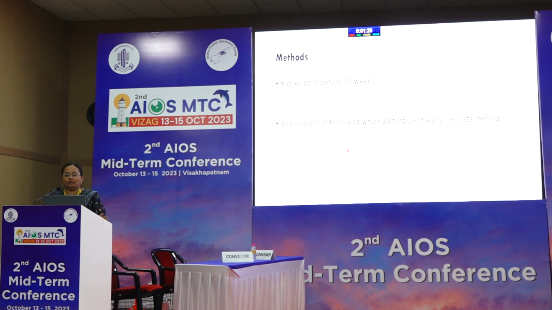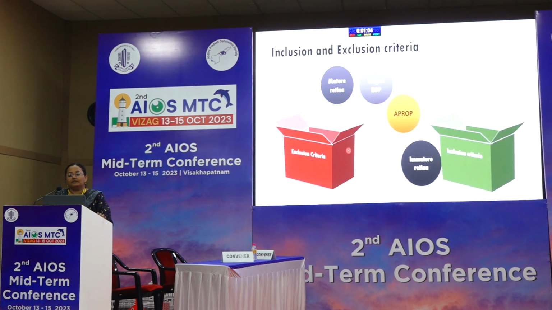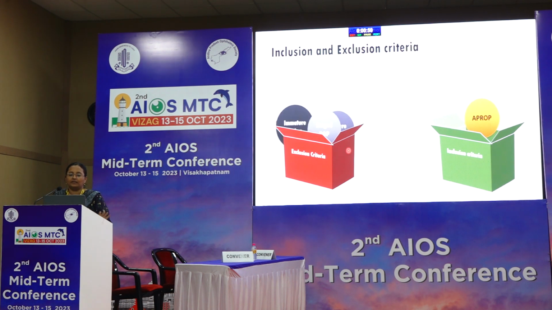Babies who were born before 37 weeks and babies who were born at term but who had a turbulent early neonatal period were screened. The screening was done by half diluting tropicamide phenylephrine drops with 50% carboxymethyl cellulose. Paracaine was instilled prior to examination, and screening was done with the help of an indirect ophthalmoscope and 20 diopter lens. We included only APROP in this study. Staged ROPs, mature retina and immature retina were excluded from the study.